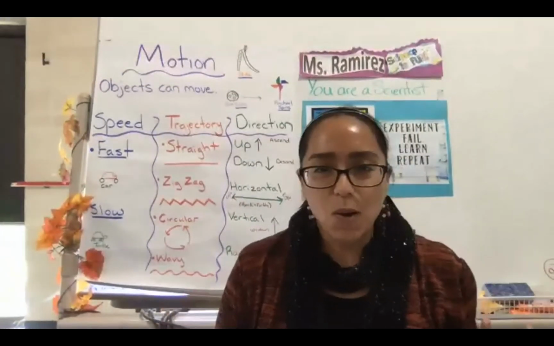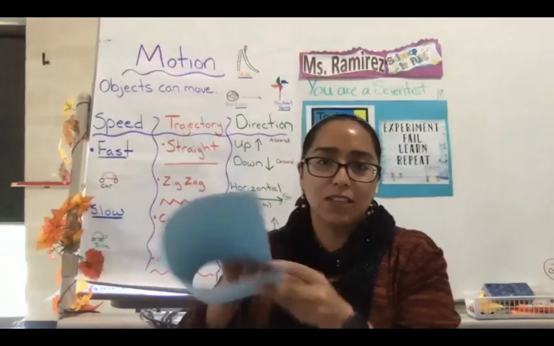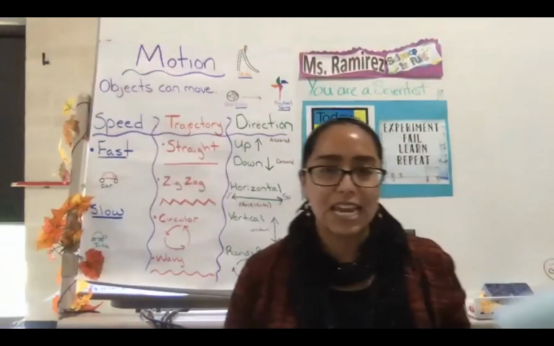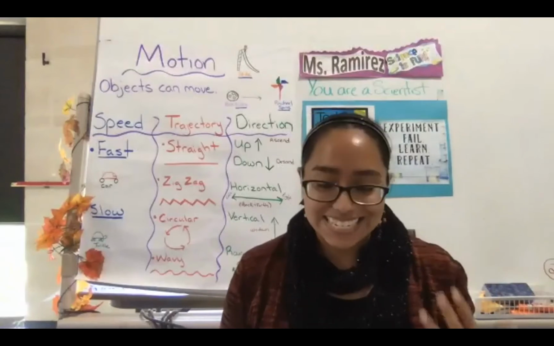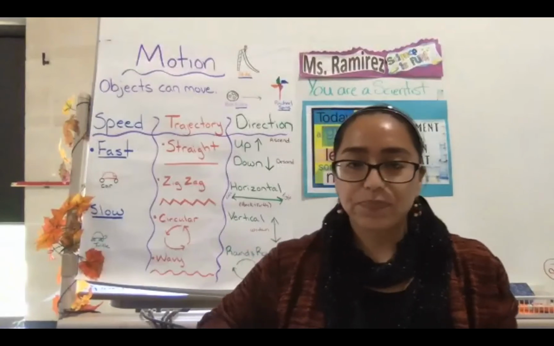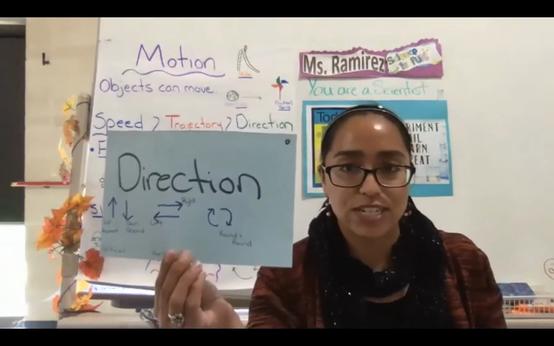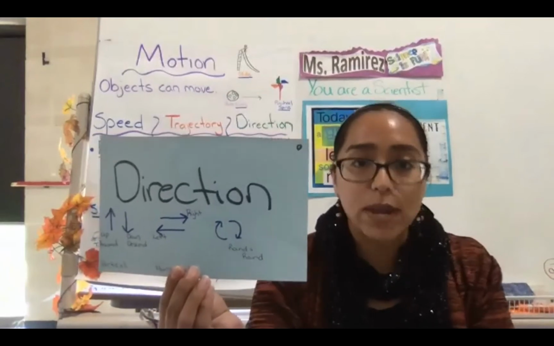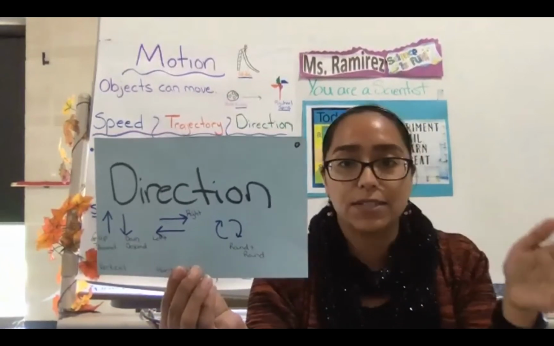If you go home and take a piece of paper and make a little airplane and then fly it in the air, the path that it takes is its trajectory. Our next word is direction. Direction is just telling us where the object is moving or where it is pointing to.